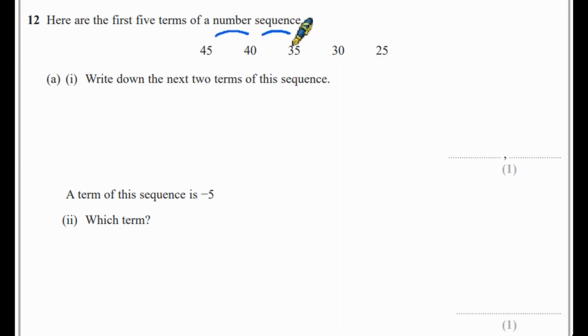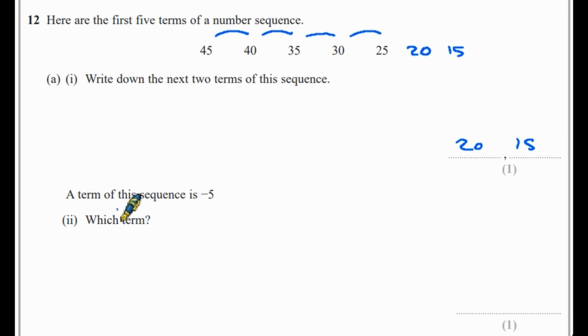It is going down, and it is going down in 5s. So if we continue subtracting 5, the next term would be 20, and the next one would be 15. So those are your answers to the first part of A.